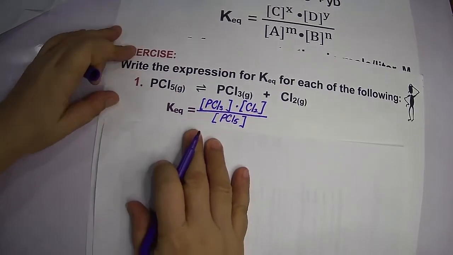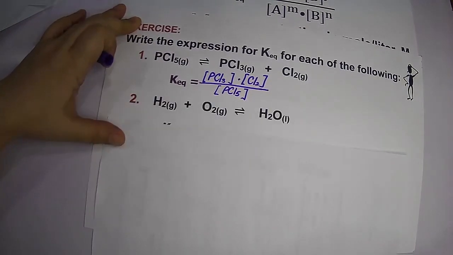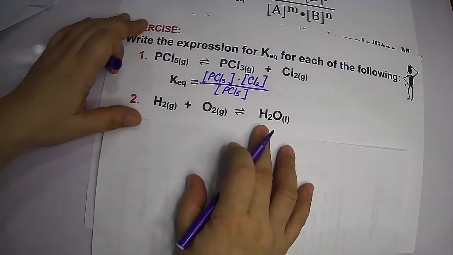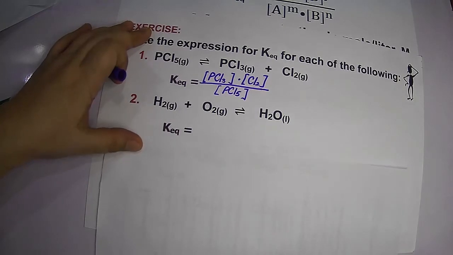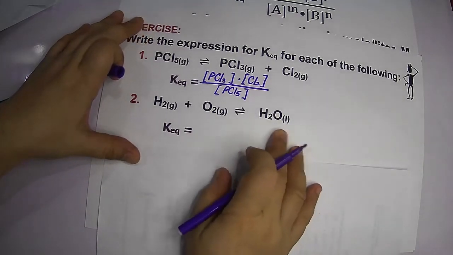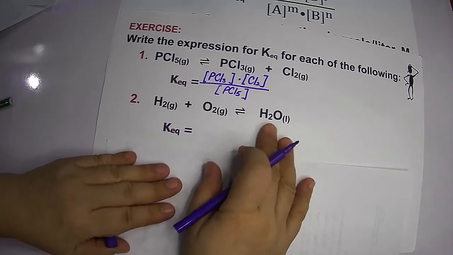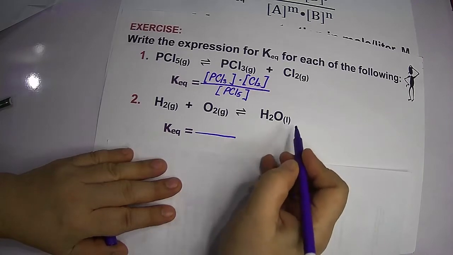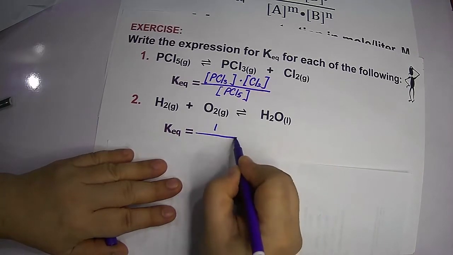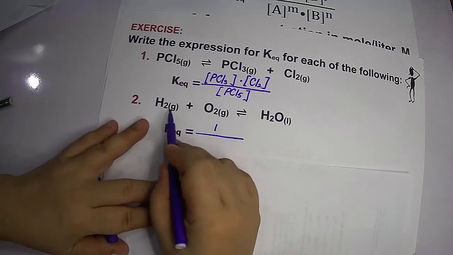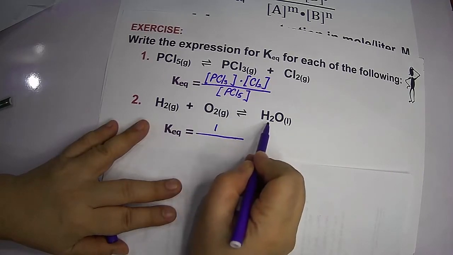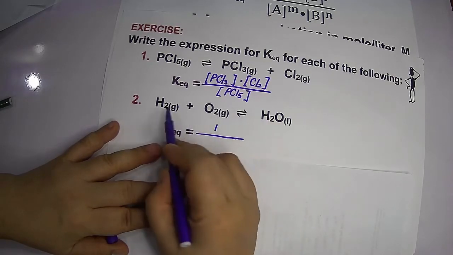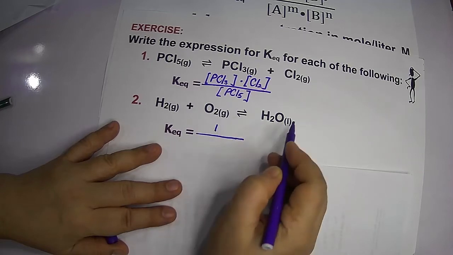Moving on to the second example, we have hydrogen gas and oxygen gas producing water as the product in the liquid state. Since we have water here as the product, it is in the numerator, and since the activity for liquid and solid is 1, we have 1. We check first if we have a balanced equation here. We have 2 hydrogen, and on the other side 2 oxygen, but we have only 1 here.